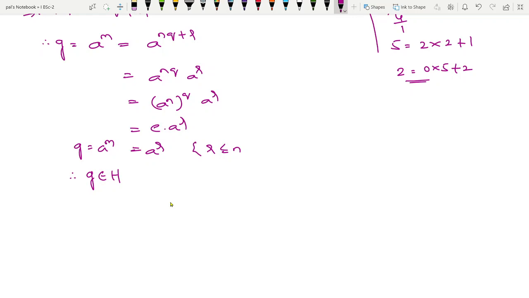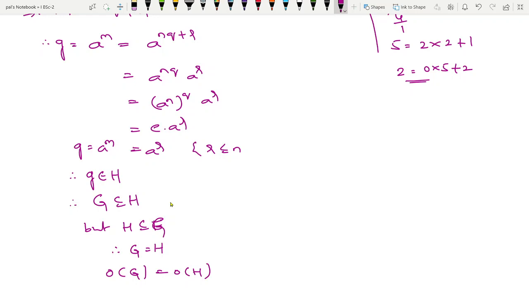In the same way you can show that all elements in group G are in H. So therefore group G is a subset of H. But the fact is H is a subset of G. G is a subset of H and H is a subset of G. This is possible only when G is equal to H. Group G is equal to H. Okay. So if G is equal to H, then order of G must be equal to order of H.